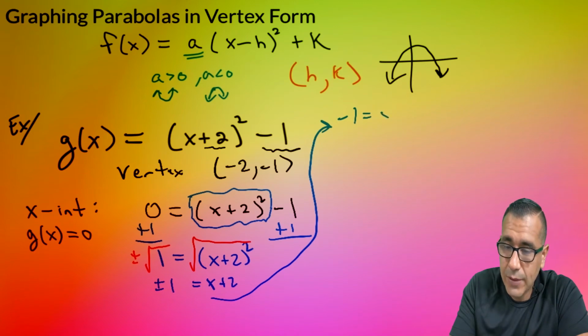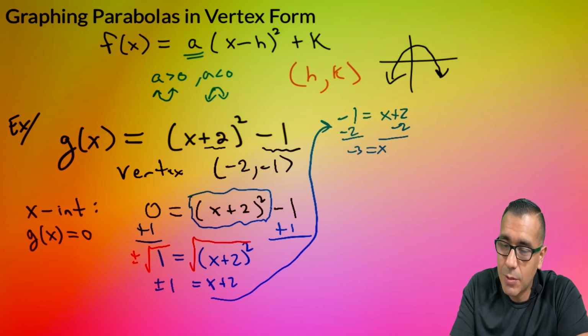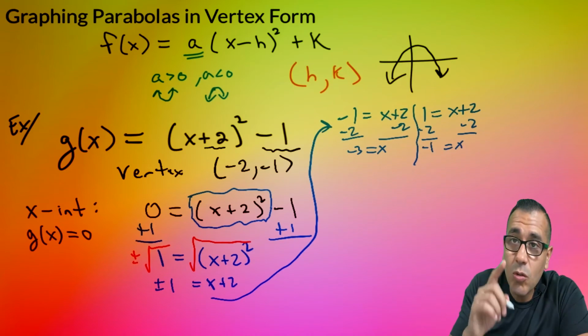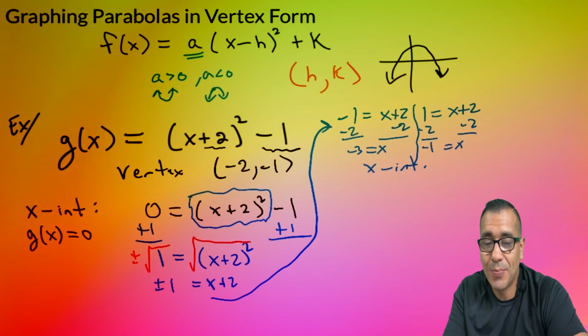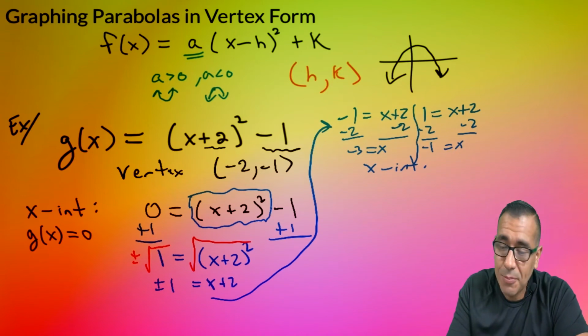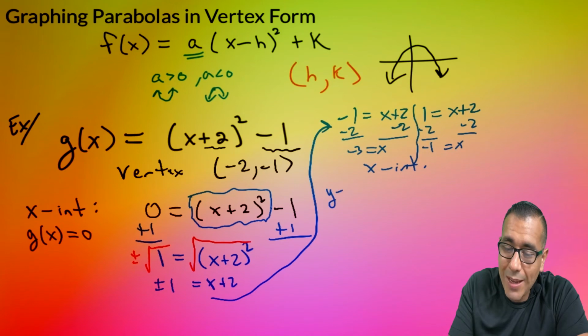Negative 1 equals x plus 2. I'm going to subtract 2 from both sides. So I get x equals negative 3. There's one of my possibilities. Or, right, we have our other equation which says 1 equals x plus 2. Subtract 2 from both sides and you get x equals negative 1. So those are our x-intercepts. Those are the x-intercepts. And now the last thing, let's go ahead and find the y-intercept.